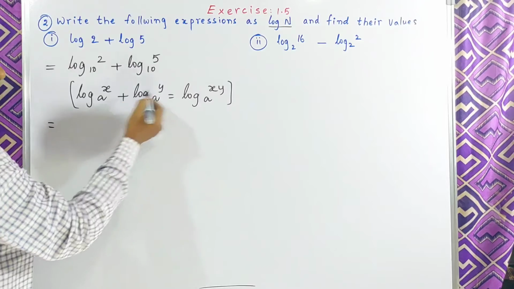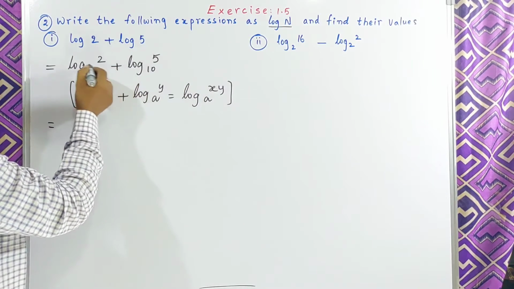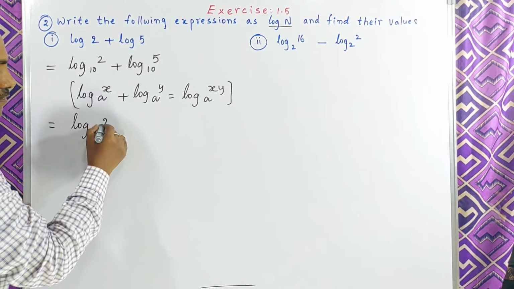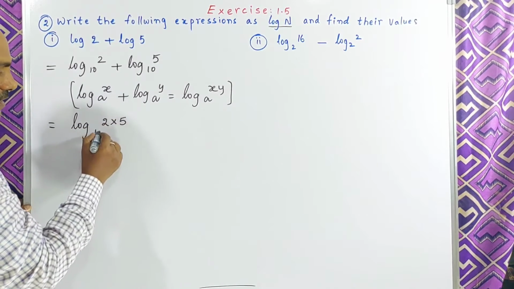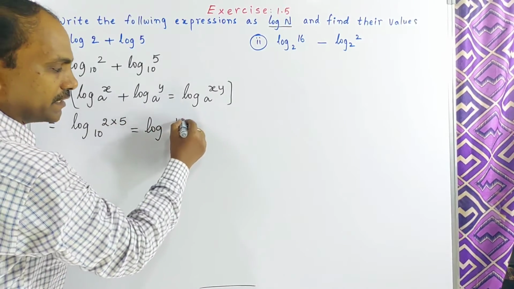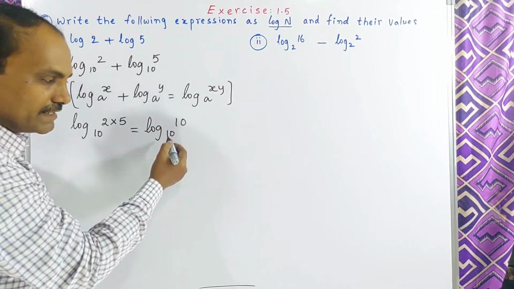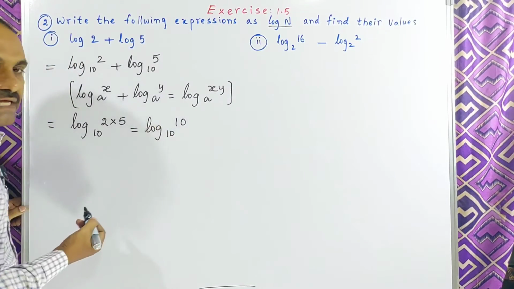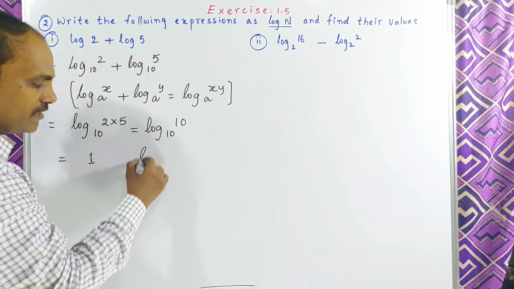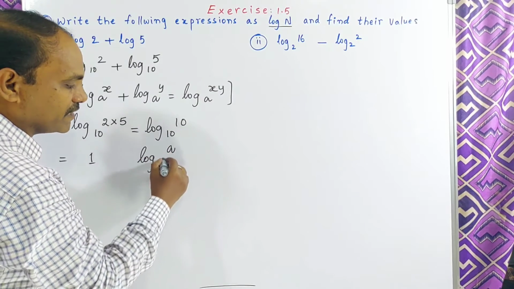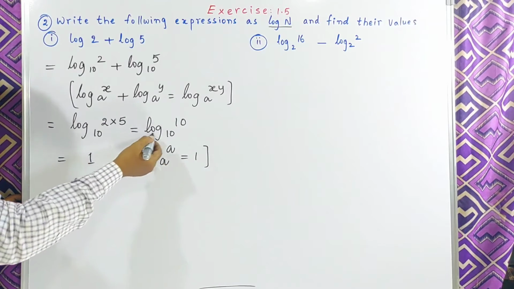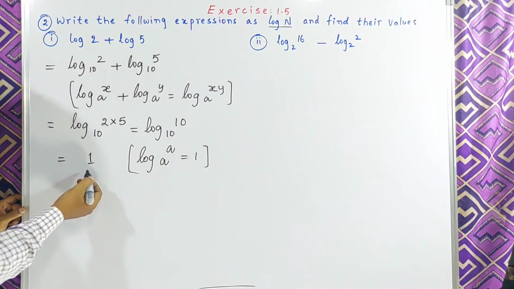Now we can write, here plus is there, that's why into. We can write 2 into 5. Log 2 into 5 to the base 10 is equal to log 10 to the base 10, and 10 to the base 10 value is 1. Why? Log a to the base a is equal to 1. By using this formula we can write log 10 to the base 10 is equal to 1.